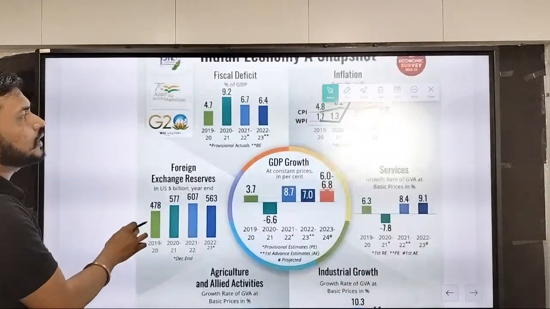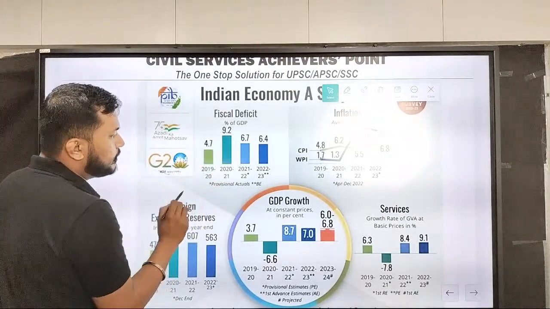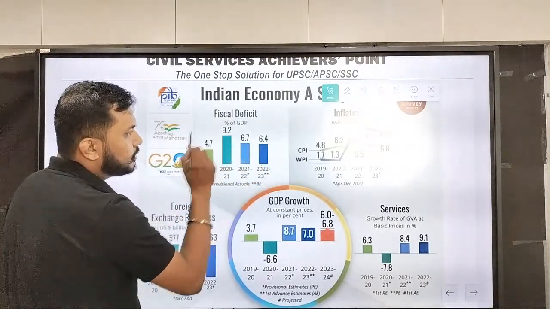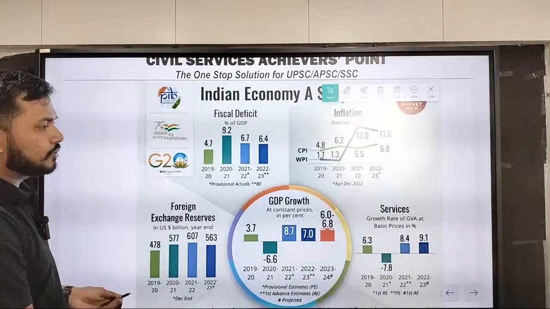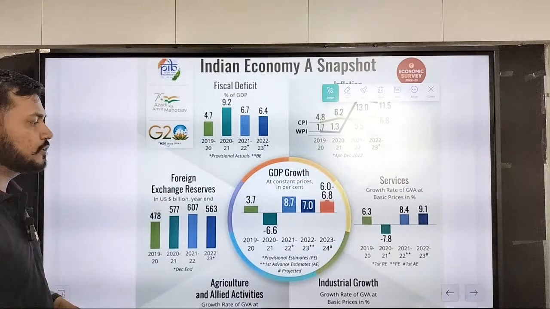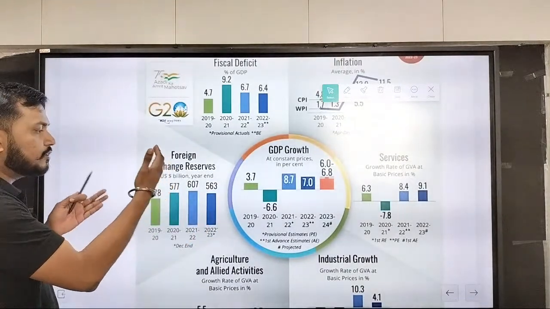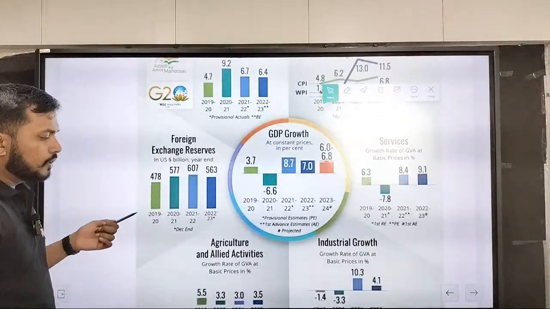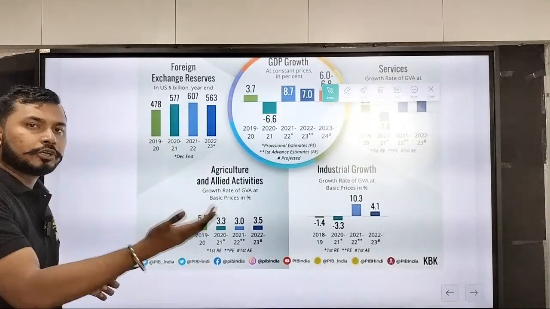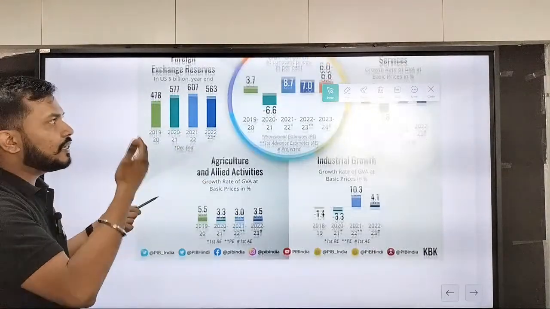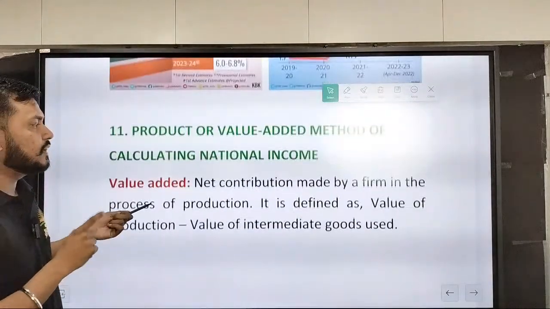The fiscal deficit in this particular year was around 9.2, and here it is expected to be 6.4. Inflation is 11.5%. Then we can see the service sector contribution, and the foreign exchange reserves that we have today in our country, around $563 billion. Then what are the agricultural activities and their respective contribution towards the economy of our country. So please note this particular data very carefully.